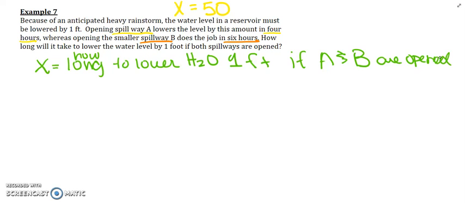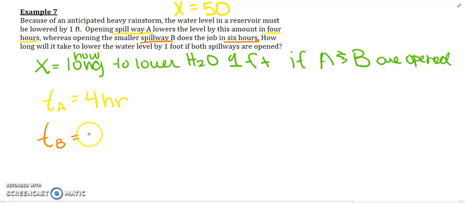Okay, so there's a few things we know. We know that we're trying to find the time it takes, right? That's our x. We know the distance A lowers. So A was what I underlined in yellow. It is going to lower it in 4 hours, and the time it'll take for B to lower is 6 hours. But we need to write it in terms of distance instead of time. And so if it takes 4 hours for it to lower 1 foot, the distance is 1 foot per 4 hours, or 1/4 foot is how long it lowers in 1 hour.